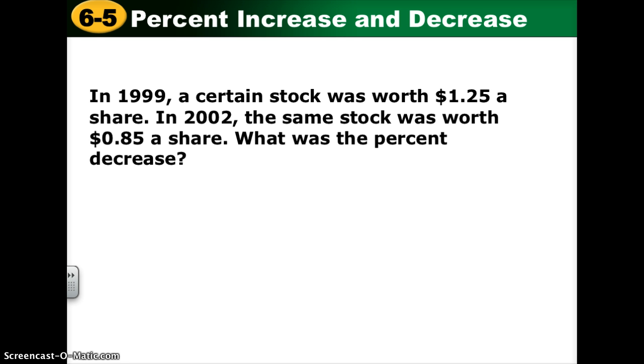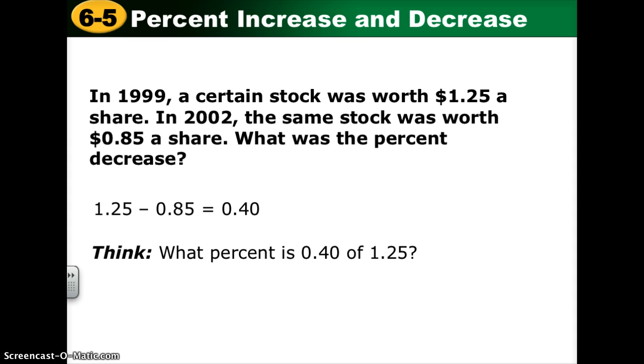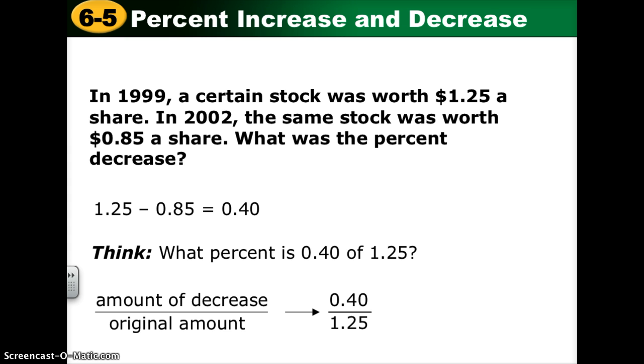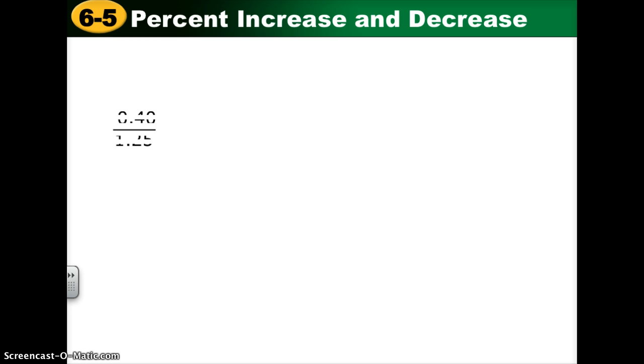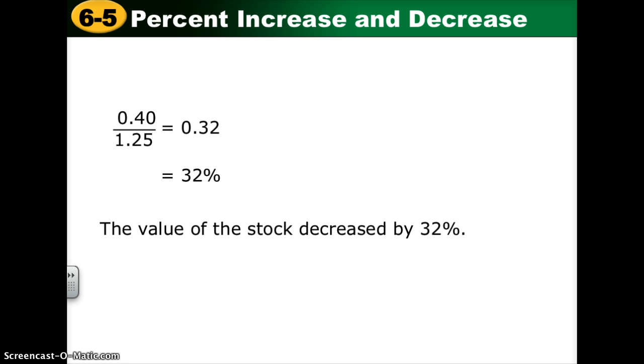In 1999, a certain stock was worth $1.25 a share. In 2002, the same stock was worth 85 cents a share. What was the percent decrease? The years don't really matter, they're just information, so we subtract the dollar amounts. We have a difference of 40 cents. Think, what percent is 40 cents of $1.25? So we're taking our amount of decrease, 40 cents, divided by our original stock amount, $1.25. Divide to get the decimal, and multiply by 100 for 32%. The value of the stock decreased by 32%.